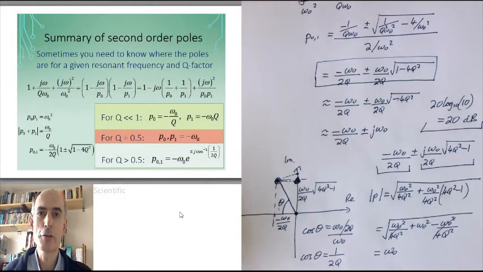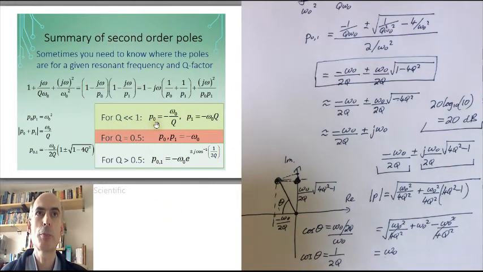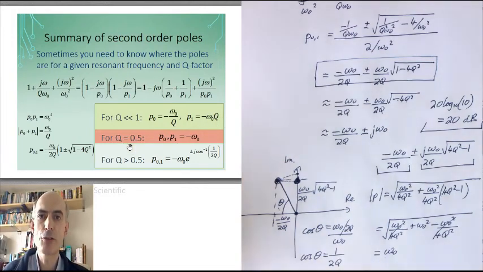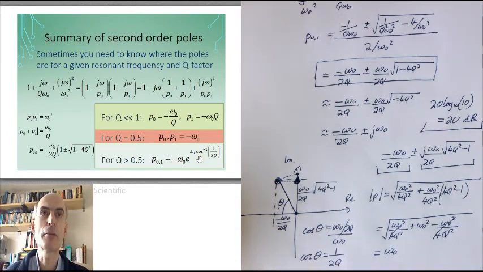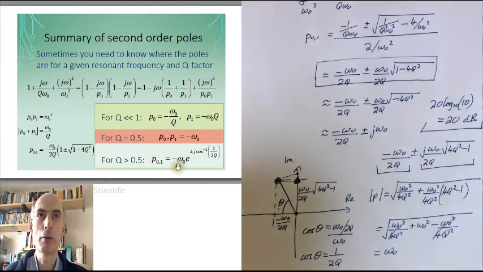So a quick summary of the 3 special cases we've seen so far. For very small values of Q, we can approximate the poles as being minus the resonant frequency divided by Q and minus the resonant frequency times Q. For the special case of Q equals 0.5, both poles are at minus the resonant frequency. And for the case of very large values of Q, we have this exact formula. We can express them in terms of a polar representation of where the poles are, with the magnitude of the poles being omega naught, and the angle here being the arc cosine of 1 over 2q.